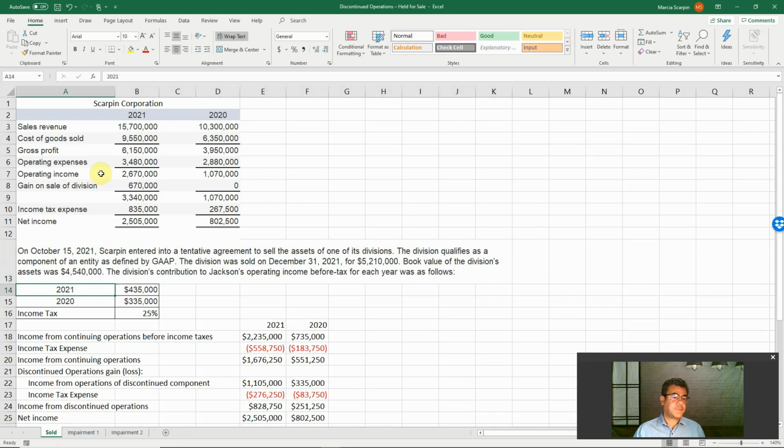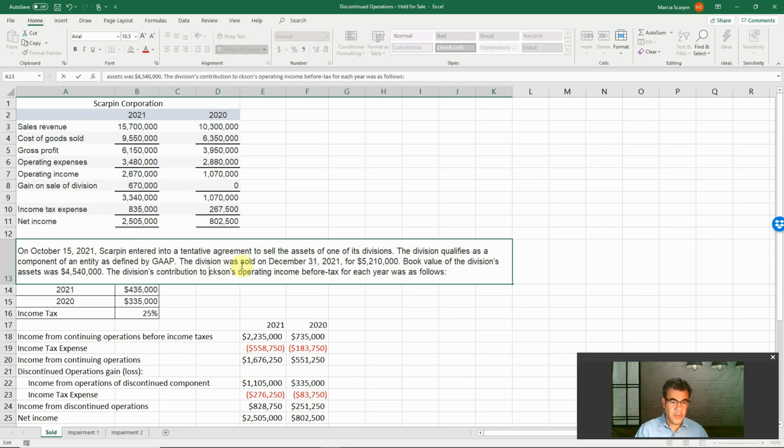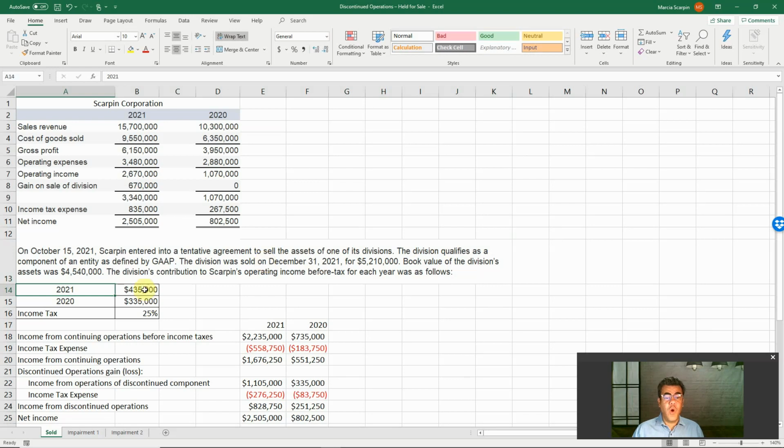So we have here no separation between continued and discontinued operation. However, on October 15, 2021, Scrapping entered into a tentative agreement to sell the assets of its division. The division qualified as a component of an entity as defined by GAAP. I changed the name of the company; it is now called Scrapping. The division was sold on December 31st. So okay, here we have the first situation, when the component is sold.